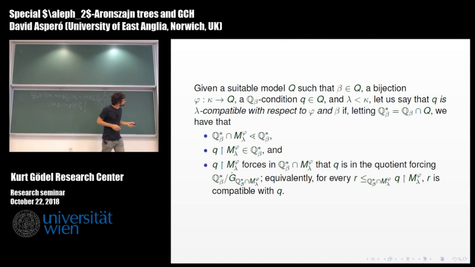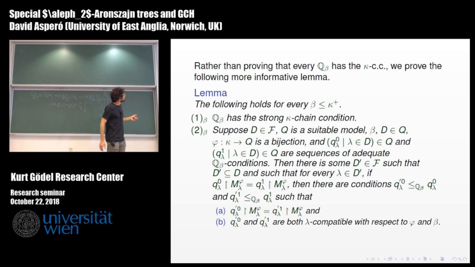This is also in Laver-Shelah, this distinction, with different notation. And here is the statement of the kappa chain condition lemma. Instead of proving that Q beta has a kappa chain condition, it's more natural to prove a more difficult lemma, which has two parts. For fixed beta, you prove one beta and two beta. One beta is that Q beta has a strong kappa chain condition. The second part, which you need for the first part to go through at later stages, is this: suppose you have a measure one set D and a suitable model Q that contains beta and D, phi a bijection, and you have sequences Q zero lambda and Q one lambda, which are sequences of adequate Q beta conditions.